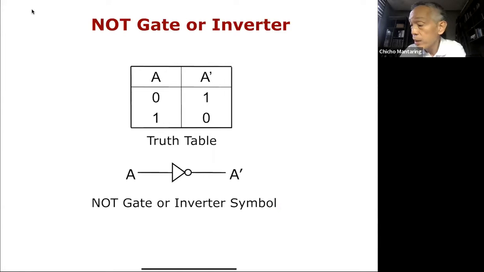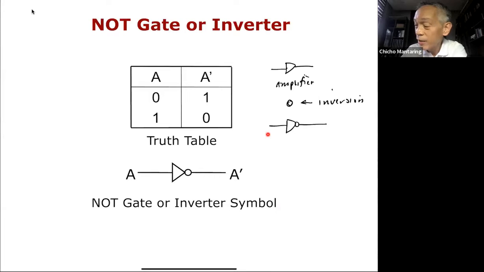Actually, this is your symbol for an amplifier. You encountered this already before, no? And then when you see the dot, this is inversion. So your input goes through an amplifier and then is inverted. This is the inversion.